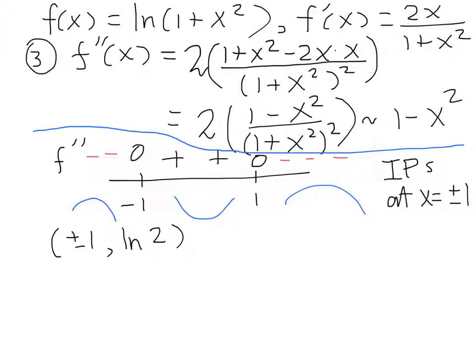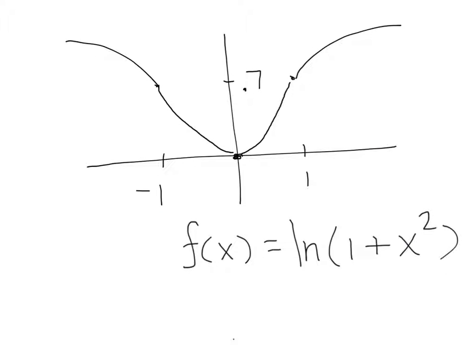Plugging in plus 1 and minus 1 into the function both give natural log of 2. So there's the y-coordinate on the IP. Here's a rough sketch of the function. Notice that it's concave up from minus 1 to 1, and there is a local min at x equals 0. That 0.7 is the approximate value of natural log of 2. Of course, you can replicate this graph on your graphing calculator.